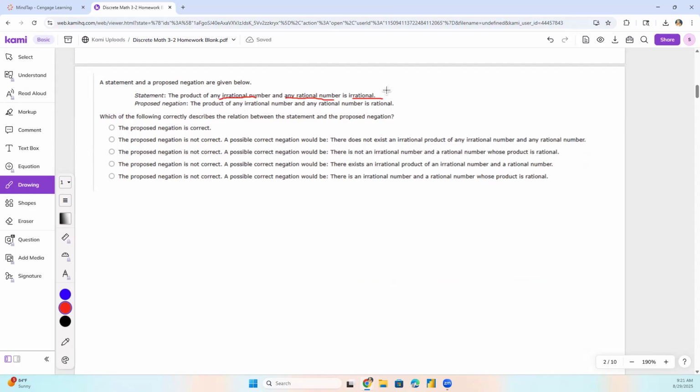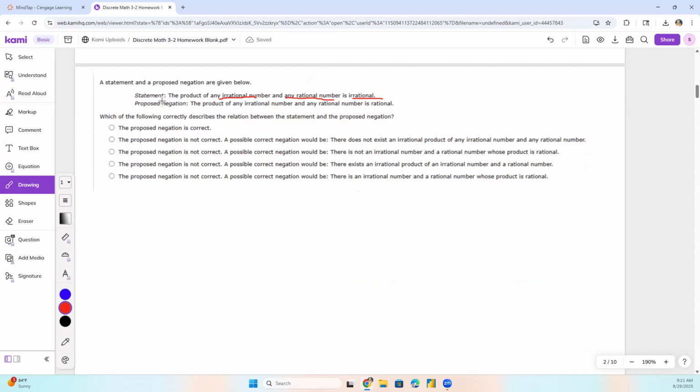So I do see that they negated "irrational" with "rational," which is a good thing, but they haven't done anything about the first part of the statement. So I know that this is not correct. So the answer will be one of these four statements. And then they're suggesting some corrections here.